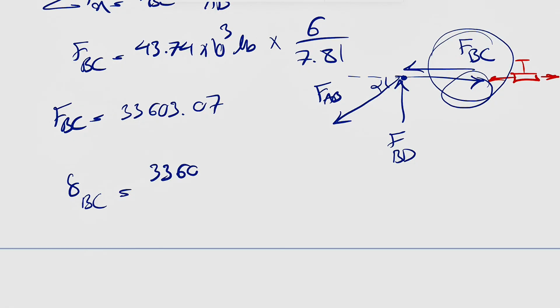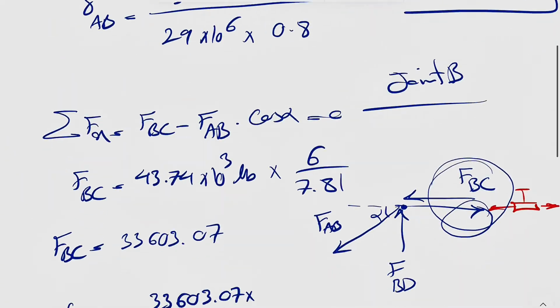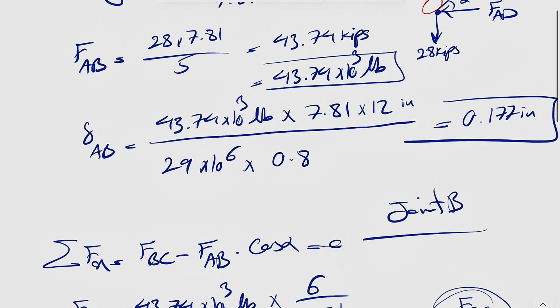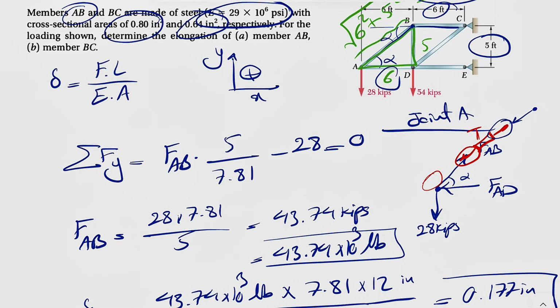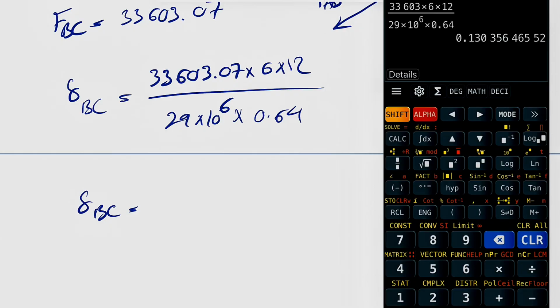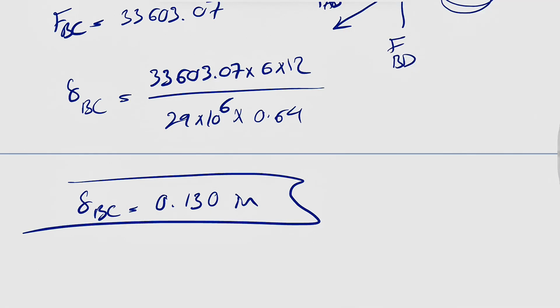So the force is 3,603.07 times the length of BC here. It would be 6 feet. Again, we're going to multiply it by 12 to get it in inches. We're going to have the same elastic modulus, 29 times 10 to the 6. And the area is in the question. It will be 0.64. And this should give us the final answer. Let's see what we get. And yeah, this is going to be 0.13 inches. And this is going to be the answer for this question.